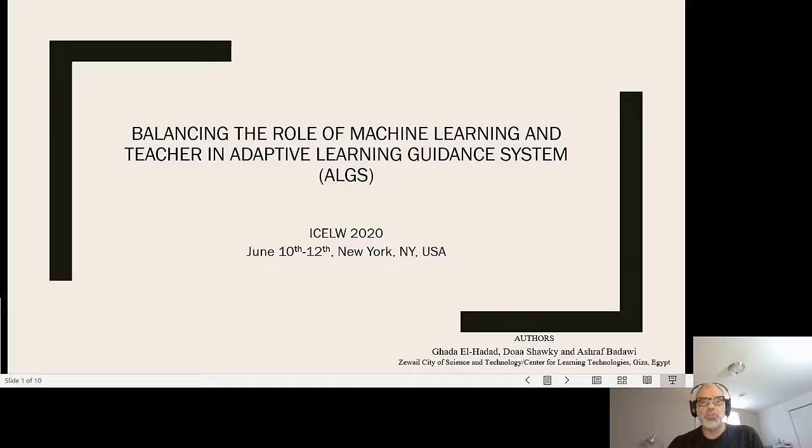Our presentation today is titled Balancing the Role of Machine Learning and Teacher in the Adaptive Learning Guidance Systems that we are trying to build at Zuwaid City.